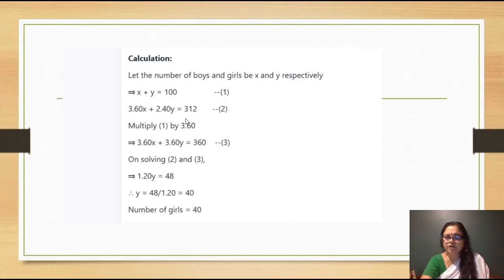So you have got 2 equations. You can multiply any of the equations by 3.60. You get 3.60 x plus 3.60 y will be 360. If you multiply the first equation by 3.60 and then solve for y, you get the value of girls. The number of girls is 40. So if the number of girls is 40, the number of boys will be 60, isn't it? 100 minus 40 will be 60.